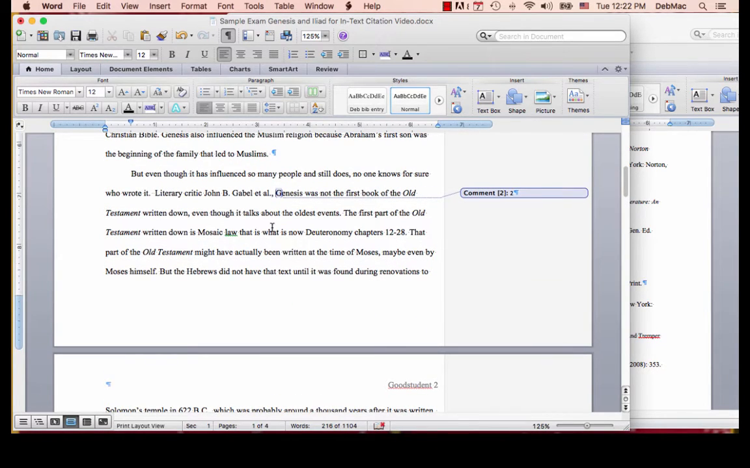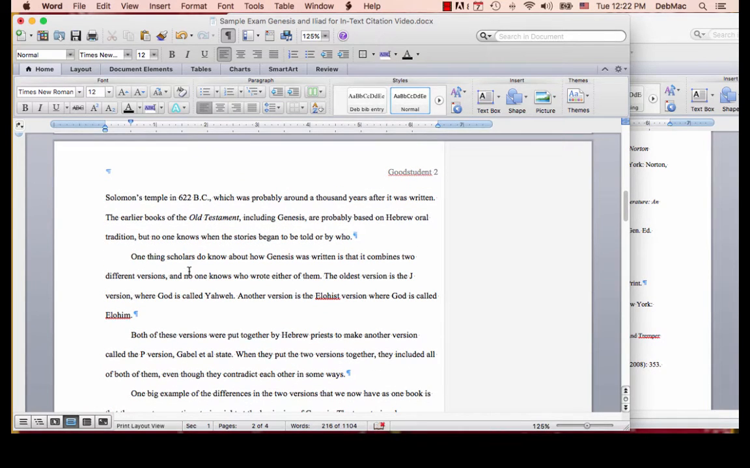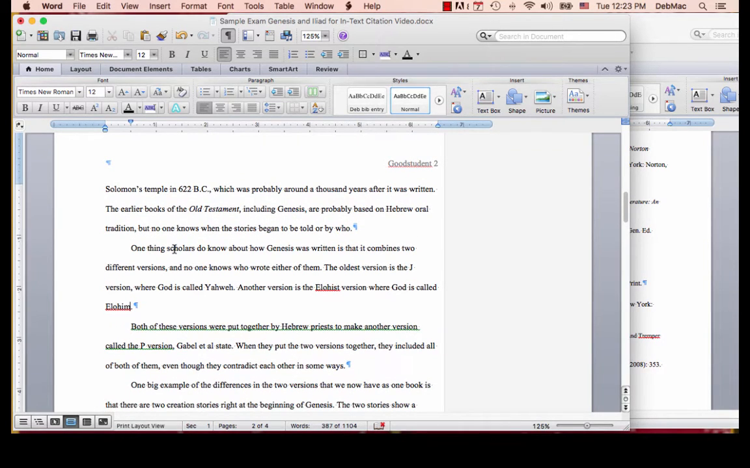But in-text citations don't carry over from one paragraph to another. So even though you have John B. Gable et al. in this paragraph, and the next paragraph comes from the same source, you need another citation. So we can put our citation for this paragraph either at the end of the first sentence or at the end of the paragraph. And this time we're going to use a parenthetical citation, meaning we're going to put it in parentheses. So we'll have a parenthesis and we'll have Gable et al.